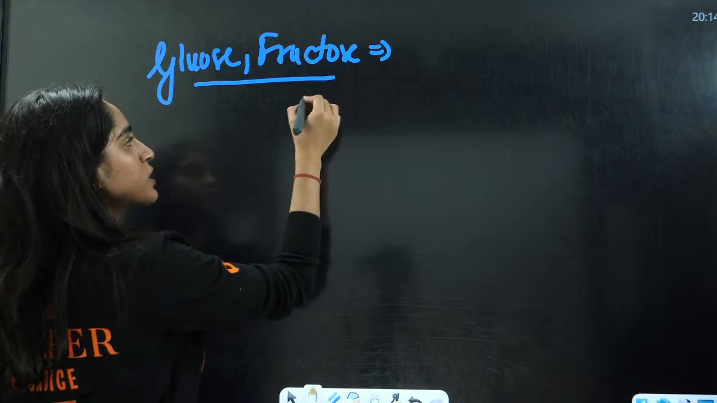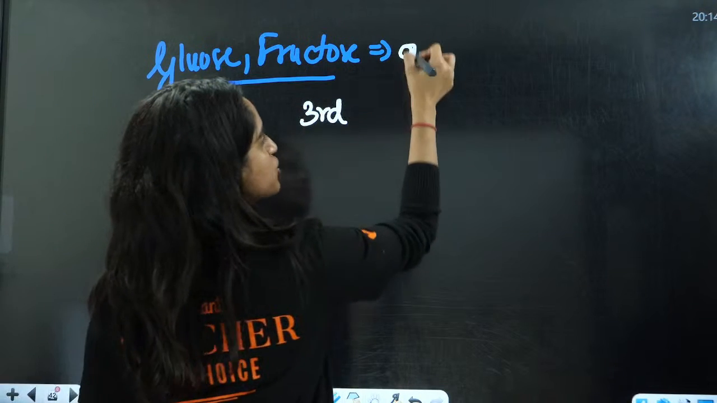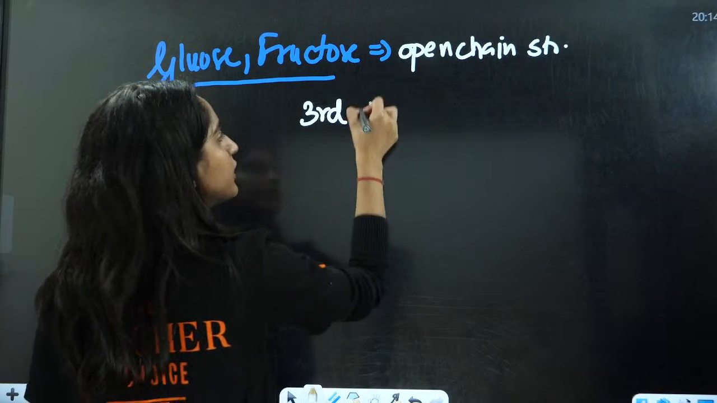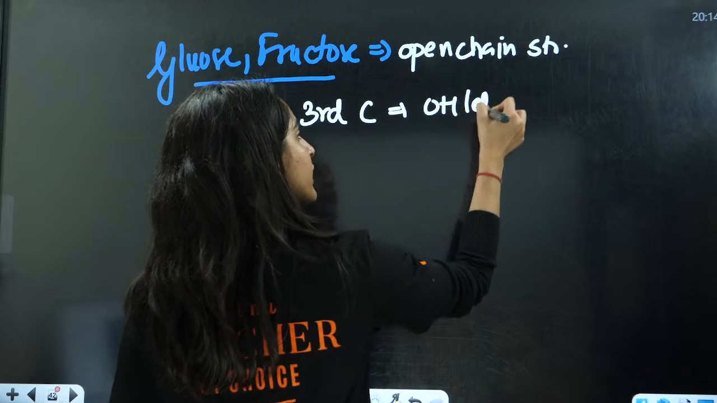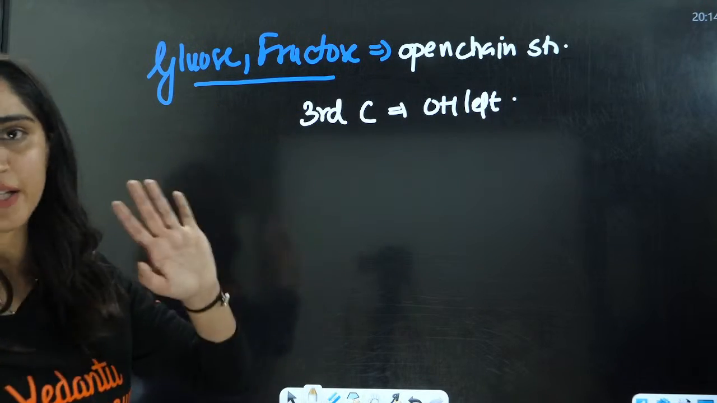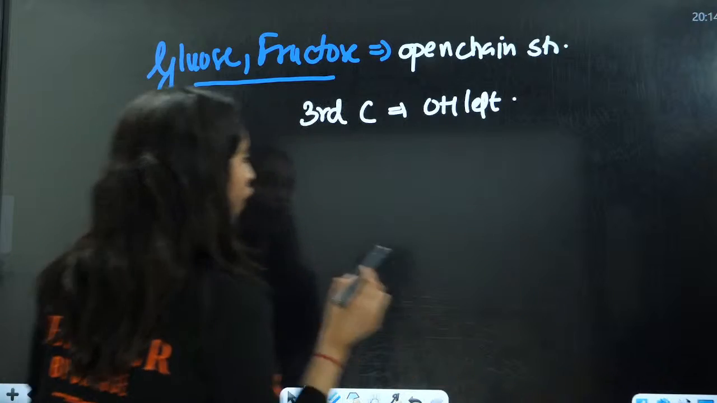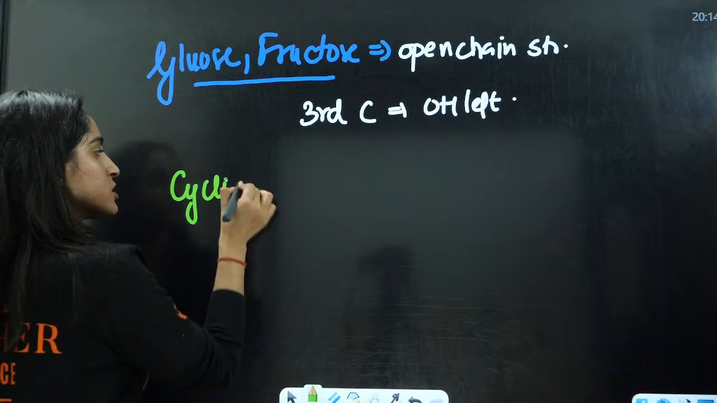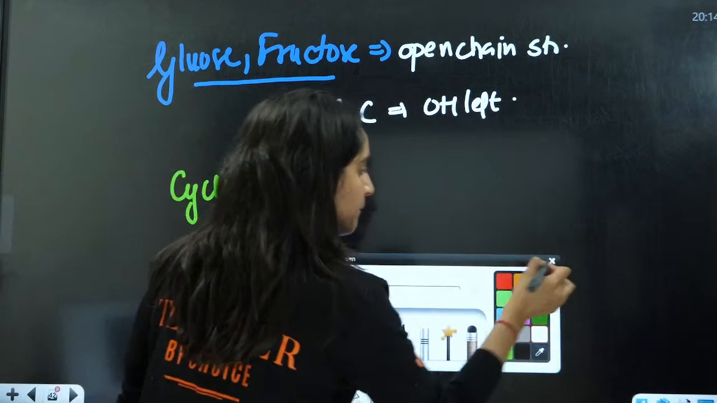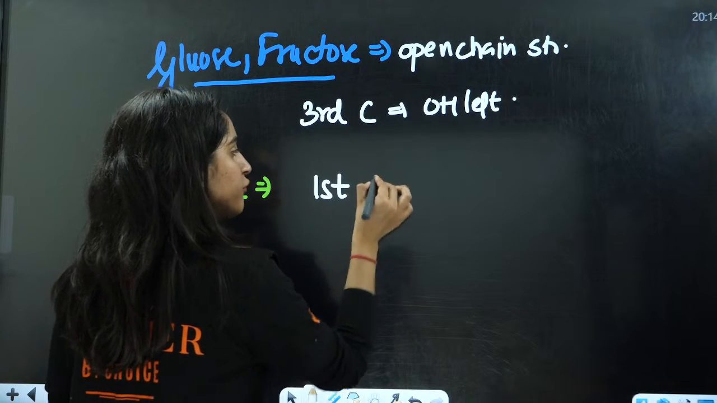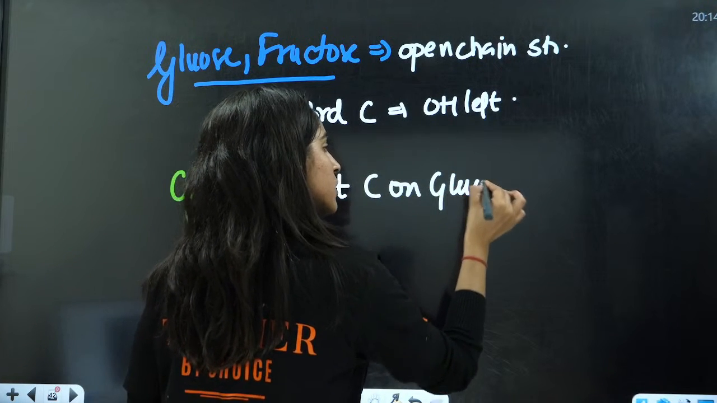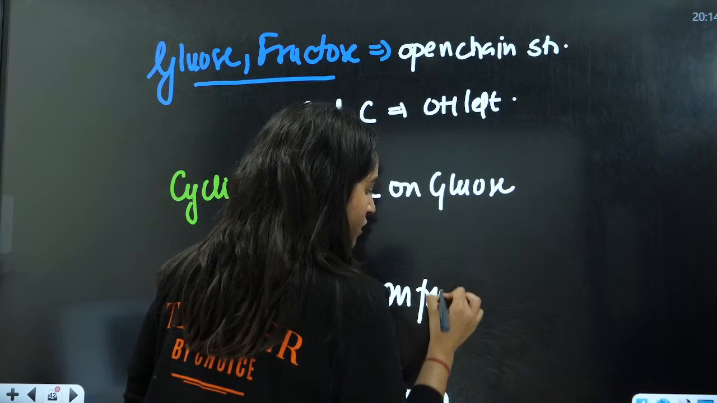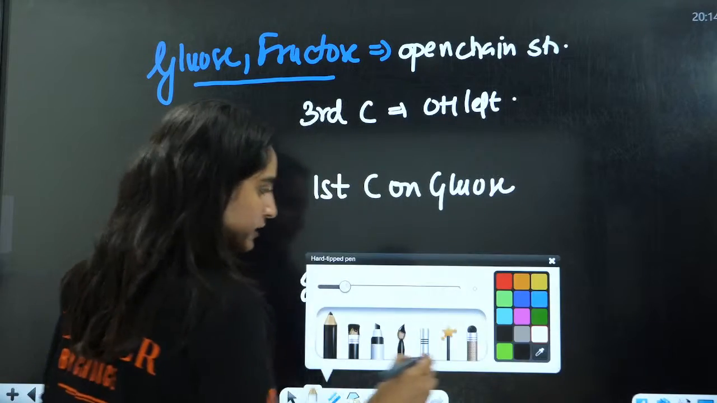Always remember, in glucose and fructose open chain structure, you have the 3rd carbon OH on the left side. That's it, whether it's glucose or fructose. And if we talk about alpha in the cyclic structure, it is the first carbon on glucose and the second carbon on fructose that define the alpha and beta here, right?